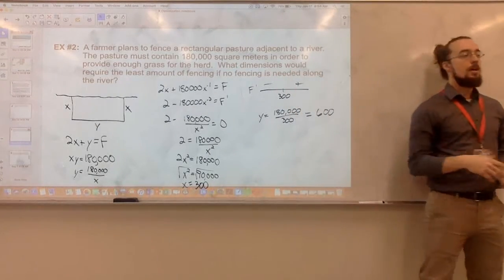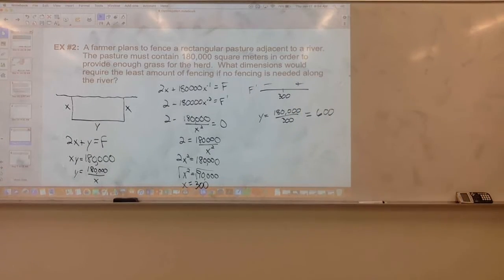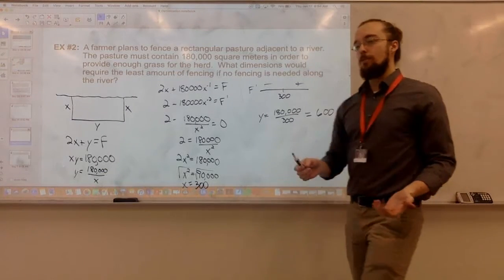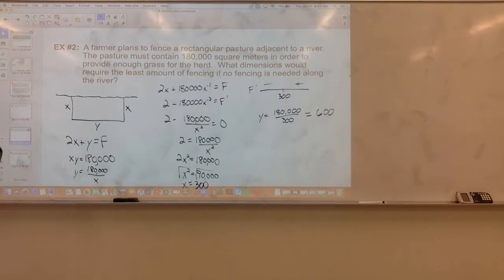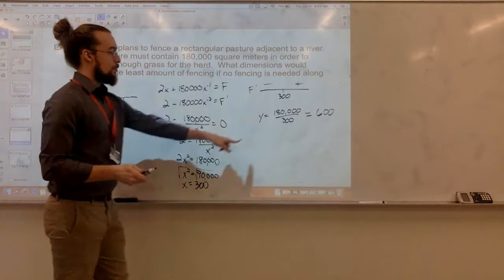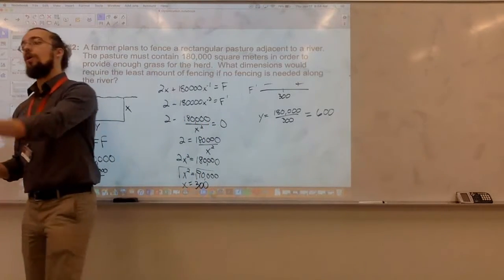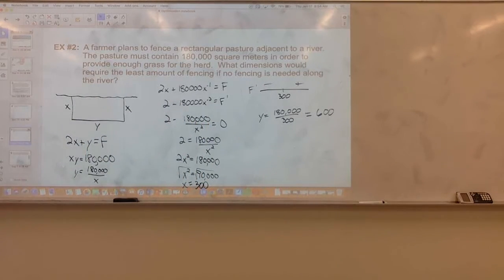Sometimes the question will ask something straightforward like this: what's the least amount of fencing? We will get into some where we'll look at cost. How do we minimize cost? Then we find this fencing, but we'll also have to answer what the actual cost would be. We just have to look at the question to make sure we're actually answering it. All right? Questions?